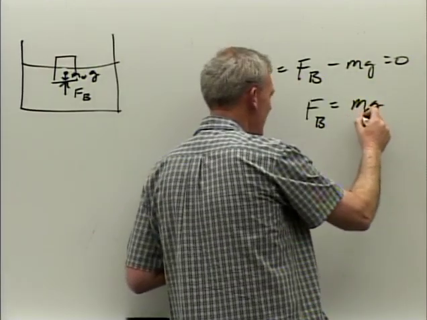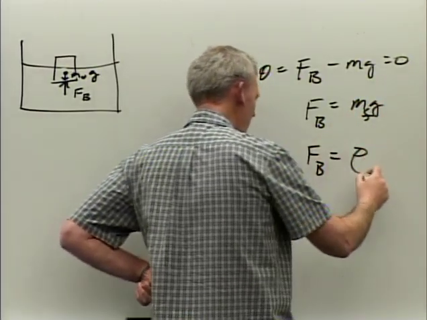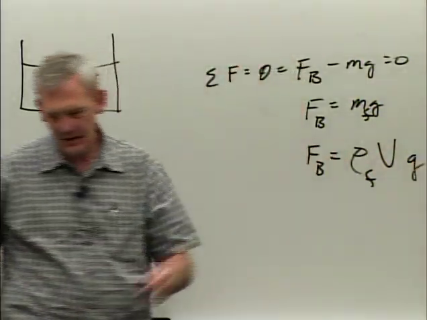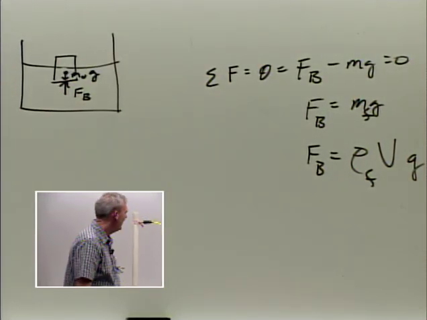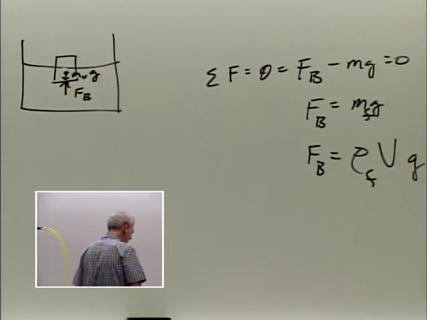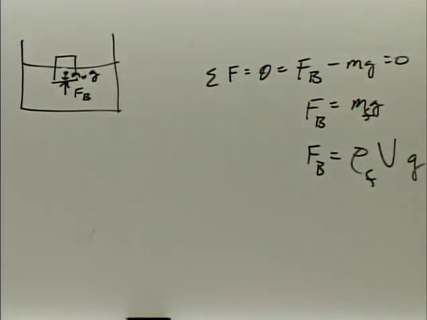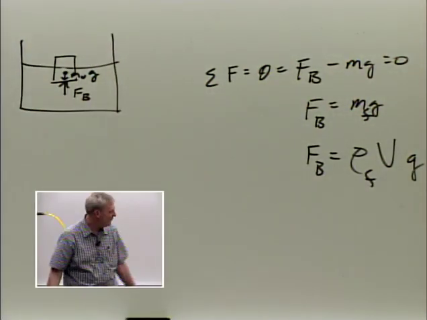So the buoyant force actually equals rho of the fluid times its volume times g. That's the main thing we're after. In other words, Archimedes' principle says the buoyancy force is equal to the weight of the water displaced. It's equal to the weight of the water displaced.